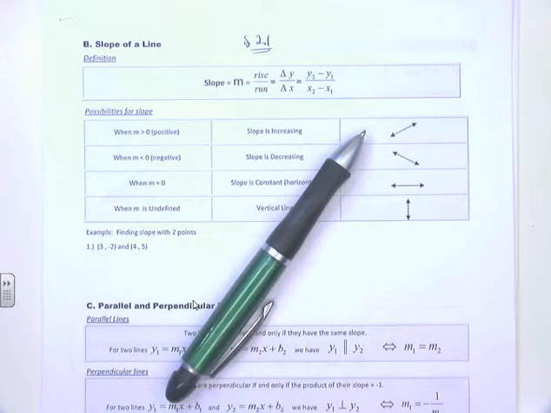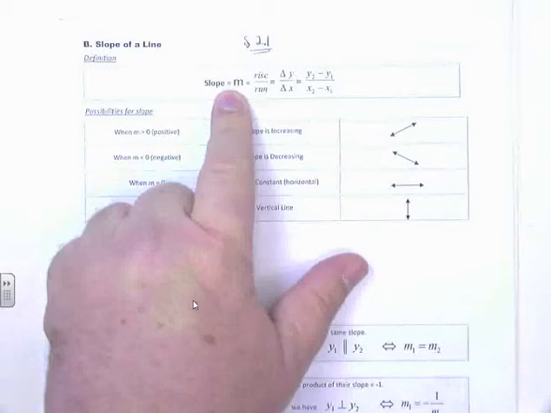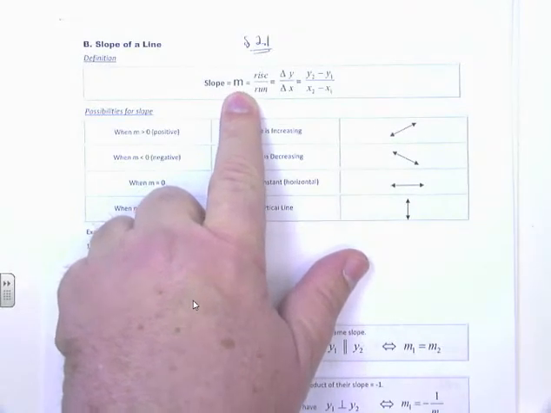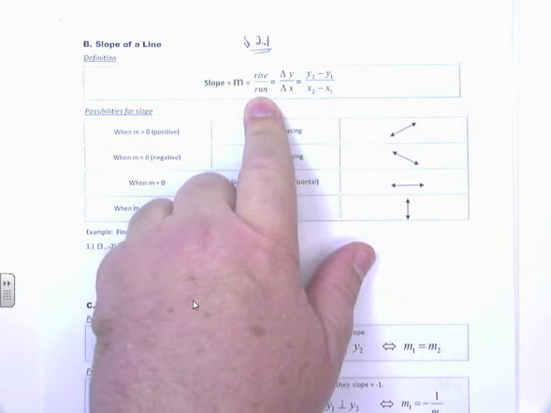All right, so let's go ahead and pick up where we left off last time. Just to remind you, the concept definition of a slope: the slope, by definition, is the rise over run. We talked a little bit before about that.